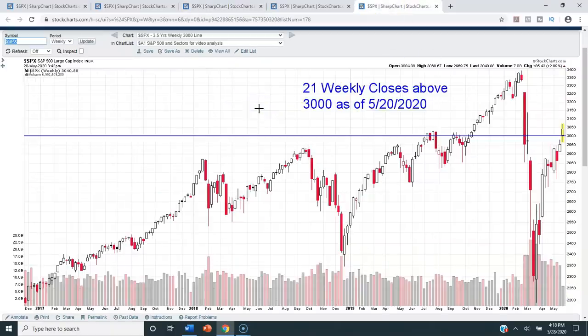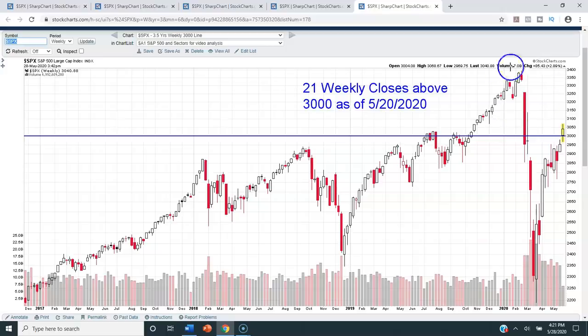The next chart that we're looking at is a 3.5-year chart of the S&P 500, where each candlestick represents 1 week of trading. And what we know is that up until this week, we've only had, in the history of the S&P 500, we've only had 21 weeks where we've been able to close above 3,000. So we'll have to see tomorrow, right, based on tomorrow's close, Friday's close, the 29th, we'll have to see if we can do it for the 22nd time in the history of the S&P 500.